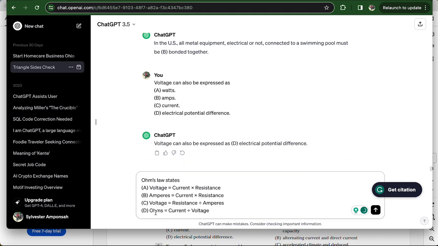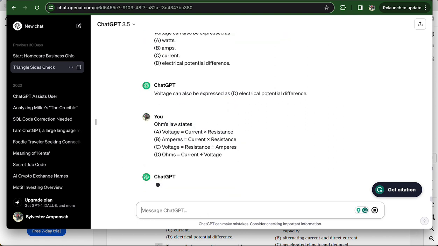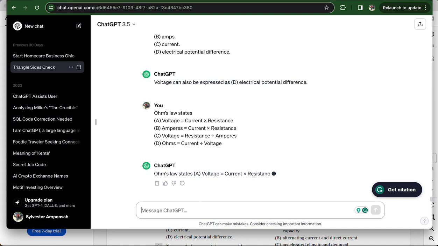Well, this is what you would do. You copy the question that you got wrong. After you've graded yourself, you can look at the questions that you got wrong and go through them one by one. Copy the question along with the multiple choice answers, paste it here, hit enter, and let's see what ChatGPT tells us. ChatGPT tells us that in this case, Ohm's law states that voltage is equal to current times resistance, which is true. But say you didn't know, you wanted to get more clarification on this. You could even ask ChatGPT, hey, could you clarify this some more?